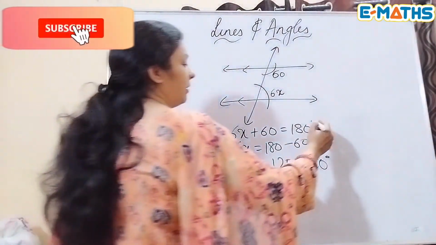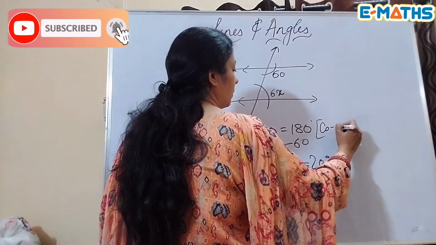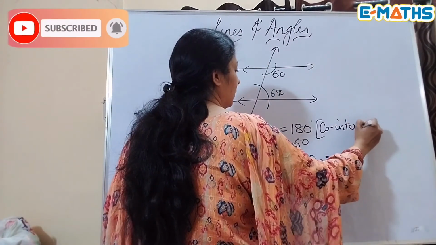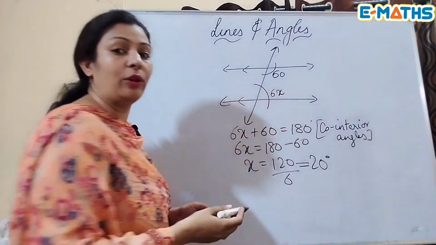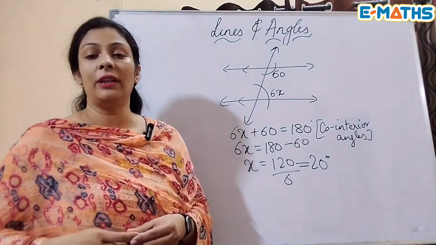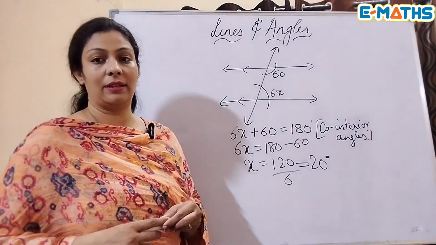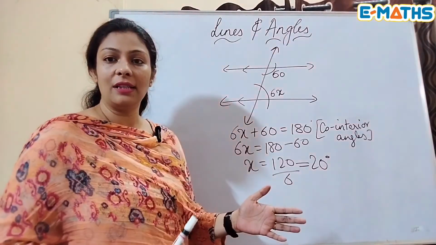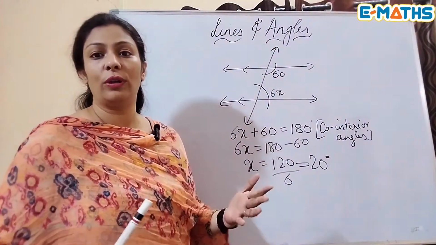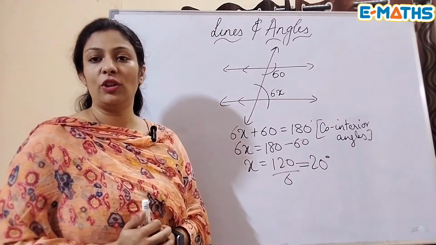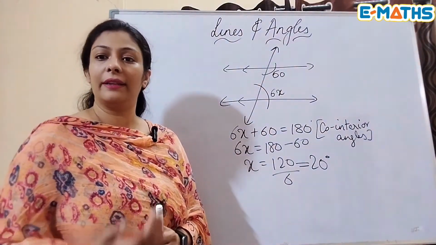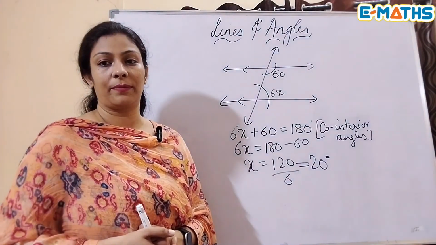And of course you can write the reason here: co-interior angles. And if you want to elaborate, you can add that the sum of co-interior angles is always 180 degrees. So with the help of these angles, we can figure out all the unknown angles even if one angle is given to us. You just need to apply the correct properties and then you are done with the question.